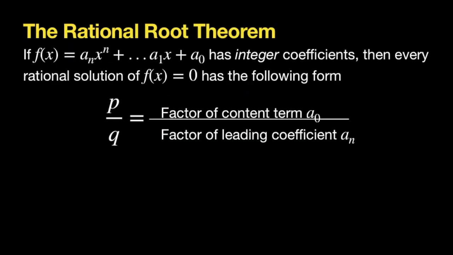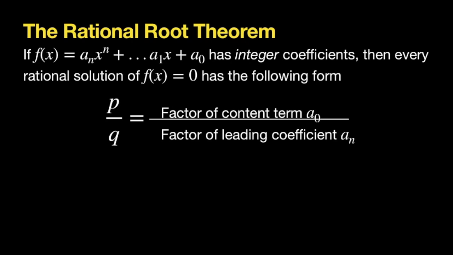The rational root theorem states that if you have a polynomial, and again, we have a sub n x to the nth power, so this is just a representation of any polynomial of any degree, and you need to make sure that you have integer coefficients. So all your coefficients are going to be whole numbers, positive and negative. Then if that's a polynomial that you have, you are able to find the solutions by using P over Q.